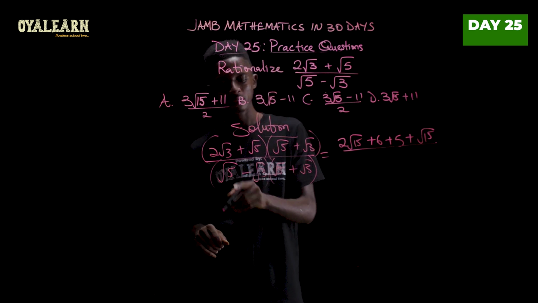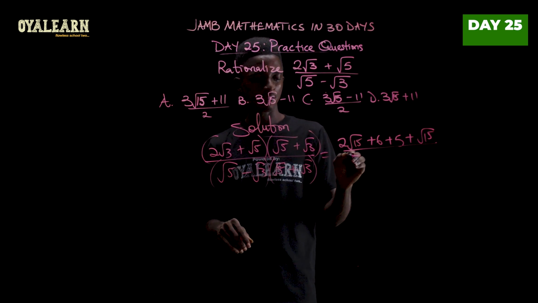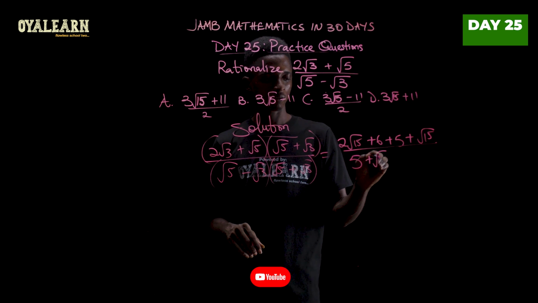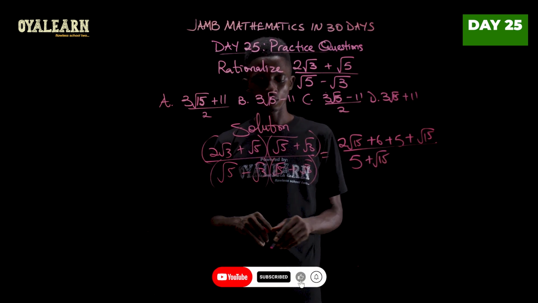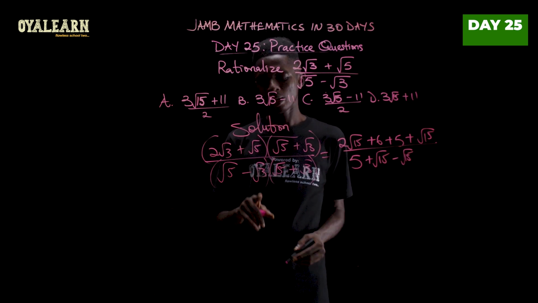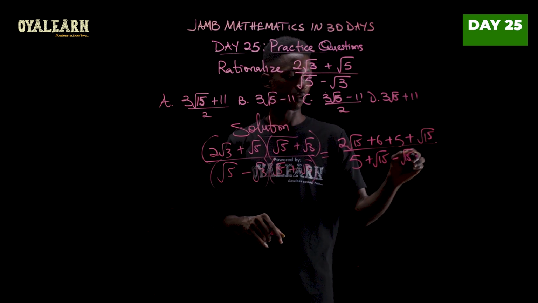All divided by, now √5 times √5, that is 5. √5 times √3 will give you plus √15. So minus √3 times √5 will give us minus √15. And minus √3 times plus √3 will give us minus 3.